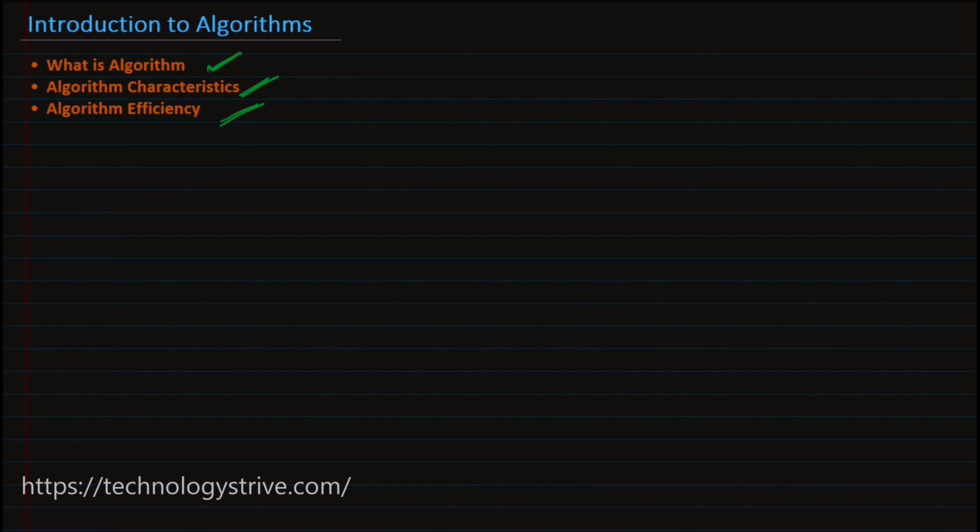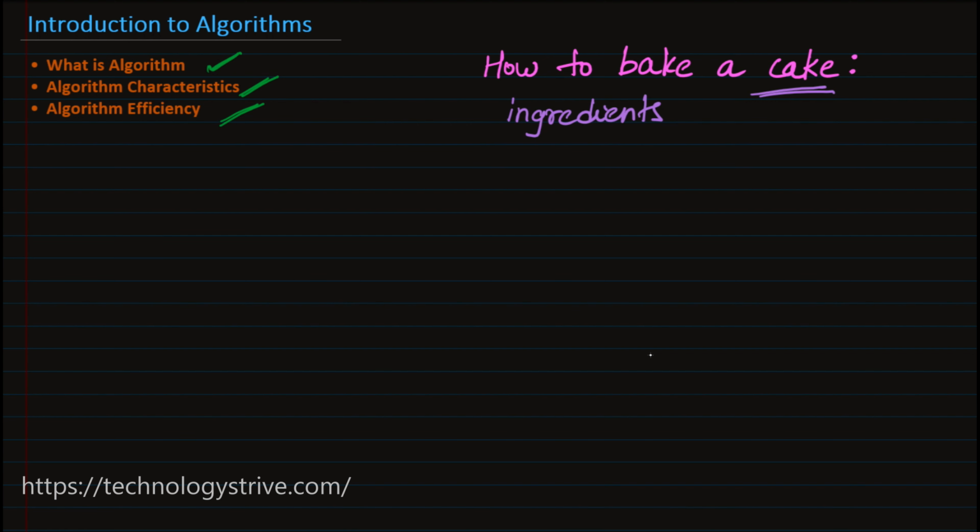Before going for the definition of an algorithm, let us take a real case example like how to prepare a recipe. So for example, how to bake a cake. To bake a cake, we need some set of ingredients and we need to follow some procedure, and finally we will have the final outcome as cake.